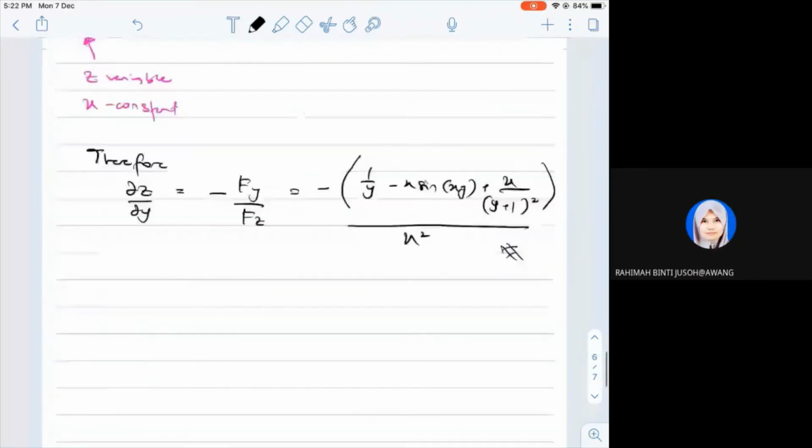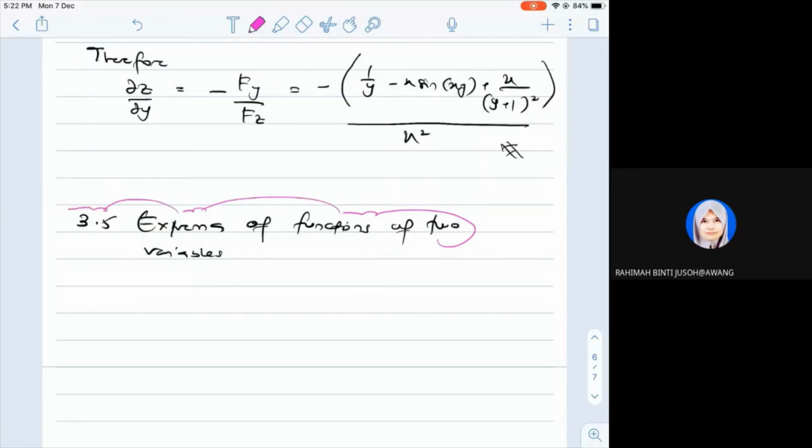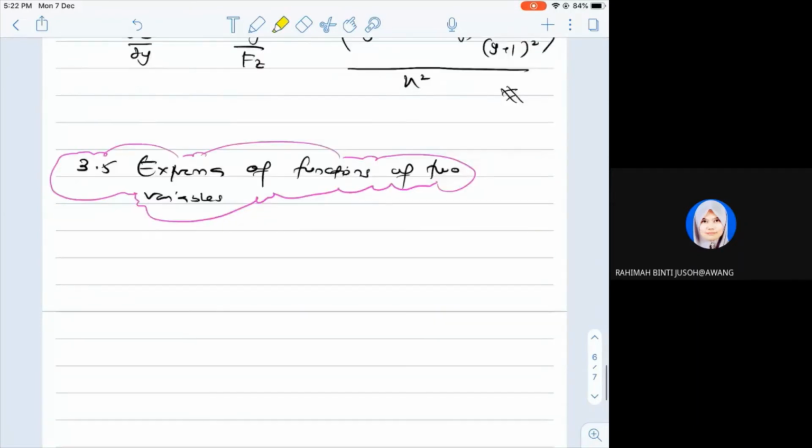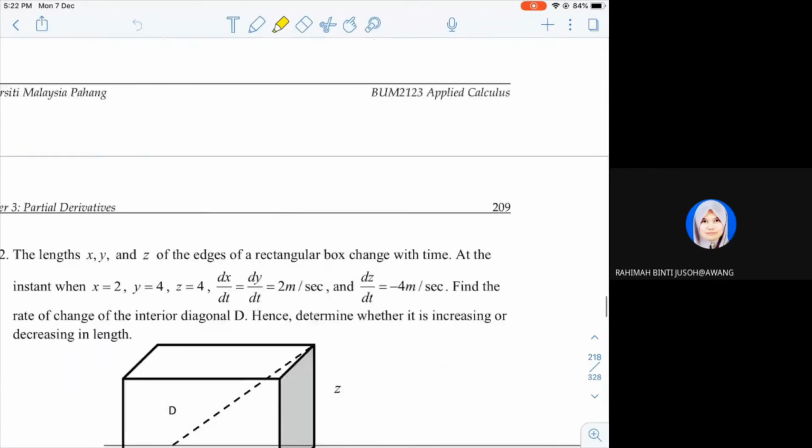Yes. Okay, now I would like to proceed to subtopic 3.5. Okay, 3.5, extrema of functions of two variables. Two variables, okay. Extrema of functions of two variables. Okay, look at the notes. The module.